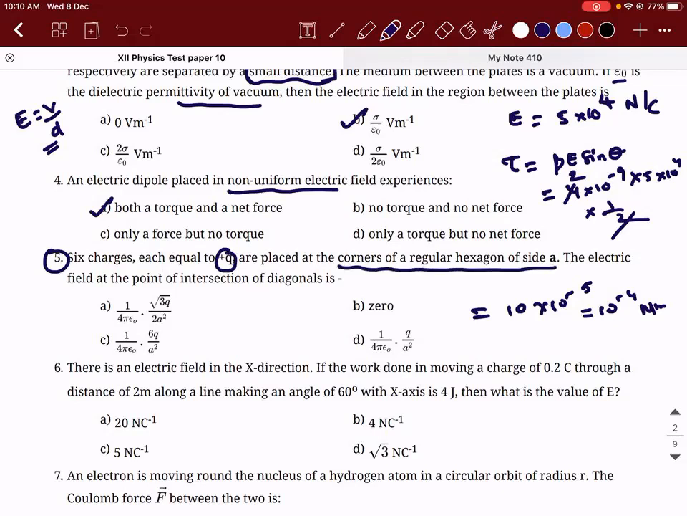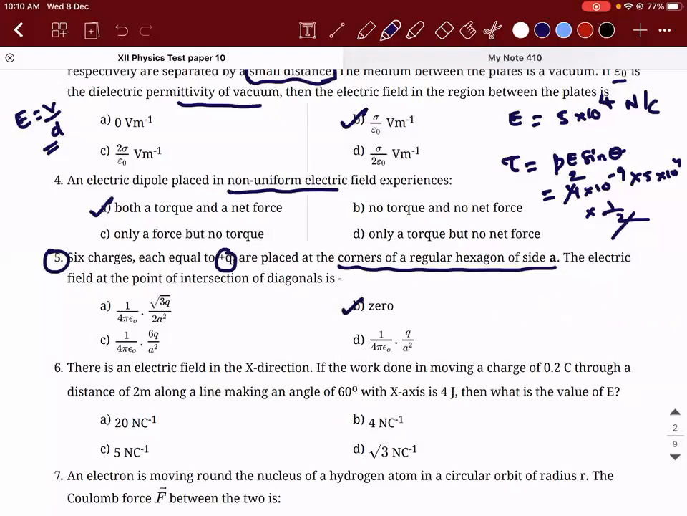Fifth one. Six charges, each of the same magnitude and same nature, are placed at the corners of a regular hexagon of side A. The electric field at the point of intersection of diagonals is how much? So what is the answer? If you see these kinds of problems, it's a regular shape, right? For a regular shape, if you're trying to calculate something at the center, the answer will be 0 because of its symmetry.